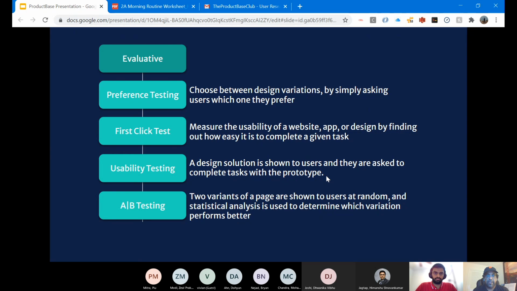Usability testing is where you are showing the design to a group of users and they're asked to complete the task with a prototype, and then you have a usability testing scorecard where you're seeing what worked, what didn't work. You're trying to find out what that opportunity is. And then the final type of testing is A/B testing.